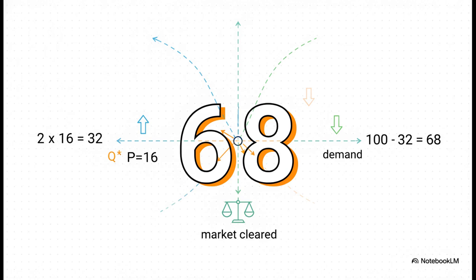So let's see. 2 times 16 is 32, and 100 minus 32 gives us our equilibrium quantity, or Q star, and that number is 68. So at a price of 16, exactly 68 units will be demanded and exactly 68 units will be supplied. The market is perfectly cleared.